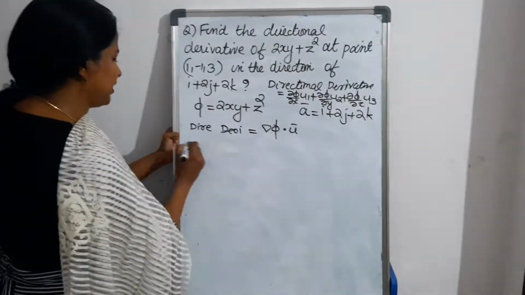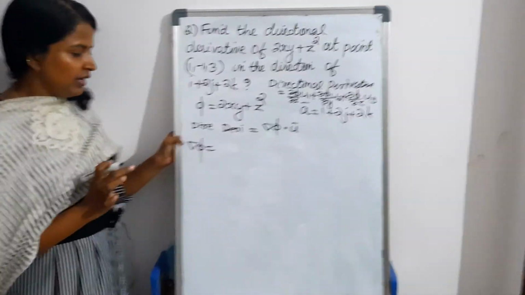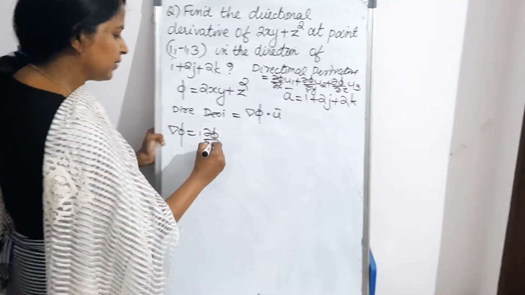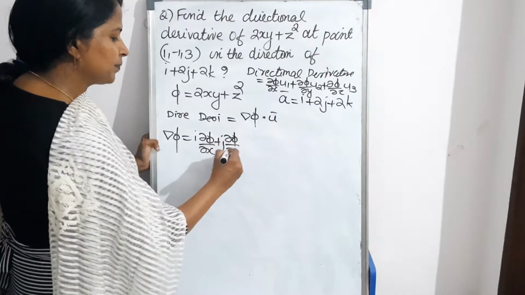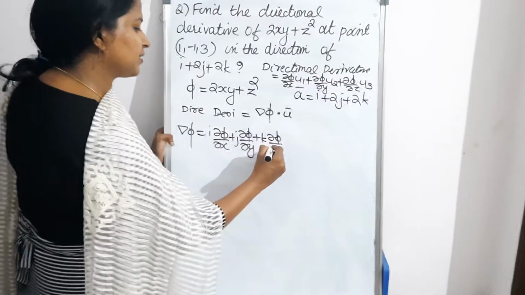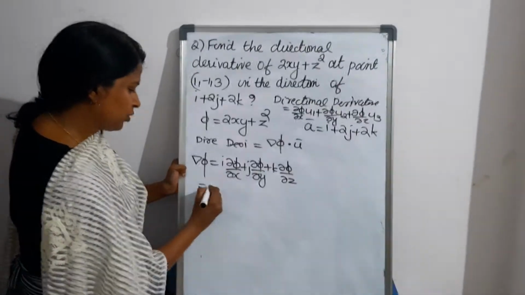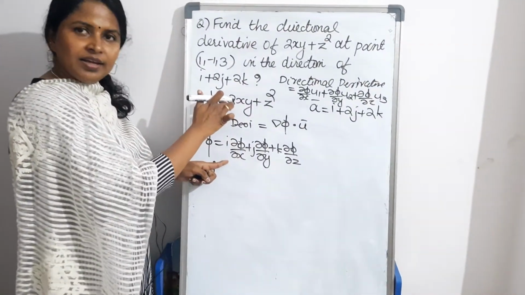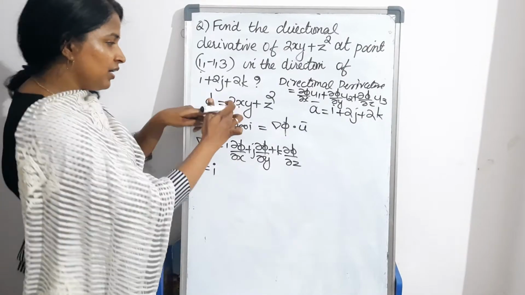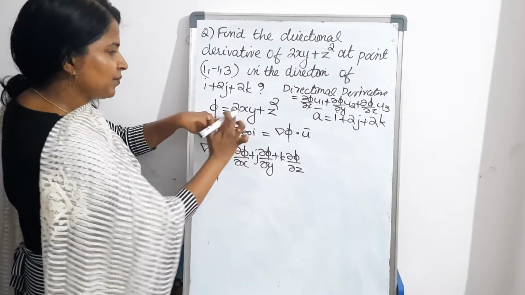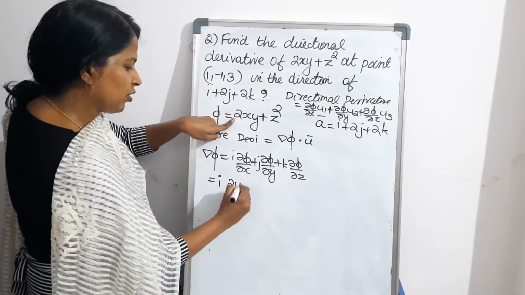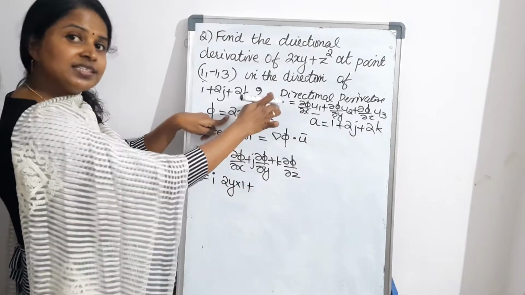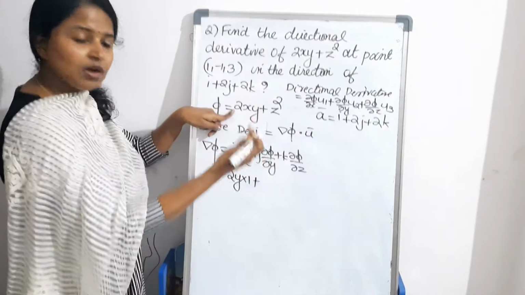That is, first we find del phi. Here phi is given. What is the formula for del phi? Del phi is equal to i dou phi by dou x plus j dou phi by dou y plus k dou phi by dou z. Listen, that is equal to i into dou phi by dou x. Differentiating phi with respect to x: 2 constant, y constant, derivative of x is 1, plus derivative of z square with respect to x. So z square is constant, so 0.